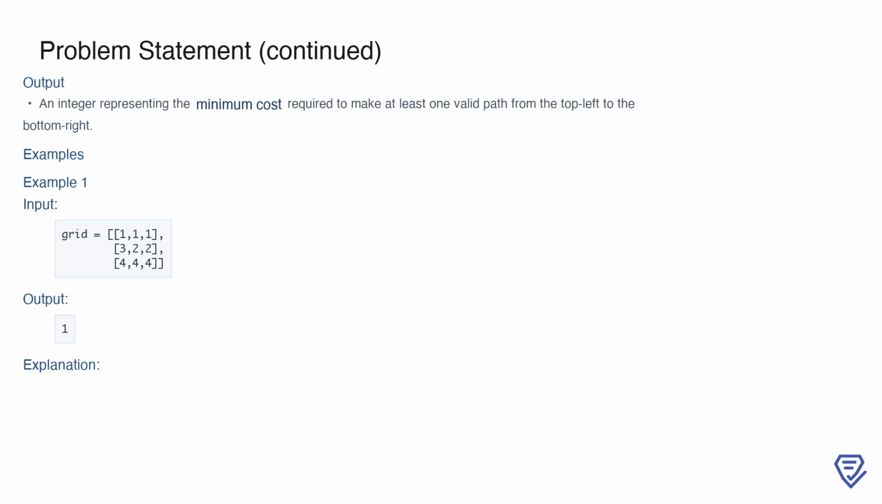In the first example, the input grid is a 3x3 matrix where the arrows are arranged as shown. Following the arrows, we can move to the right from cell 1,1 to 1,2, and then to 1,3. At 1,3, the arrow points right, but to continue towards the bottom right corner, we must move down to 2,3. This requires changing the arrow at 1,3, which incurs a cost of 1. From here, the arrows guide us correctly to the destination at 3,3, without any additional cost. The total cost to create a valid path is therefore 1.